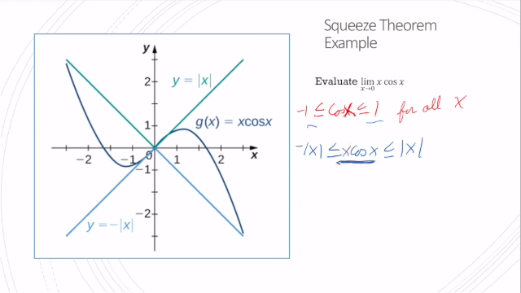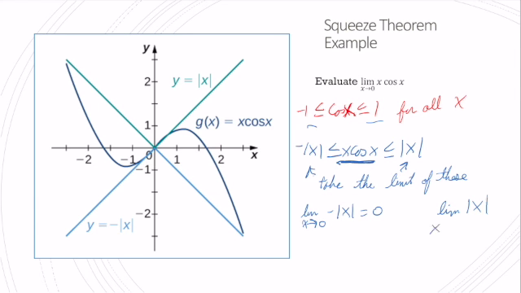So here I have my function x cosine of x. So now what I want to do is I want to take the limit of these two functions, right? These are like my f of x and my h of x. So the limit as x goes to 0 of negative absolute value of x is 0, and the limit of absolute value of x as x goes to 0 is also 0.